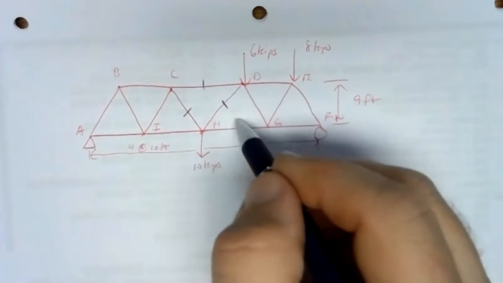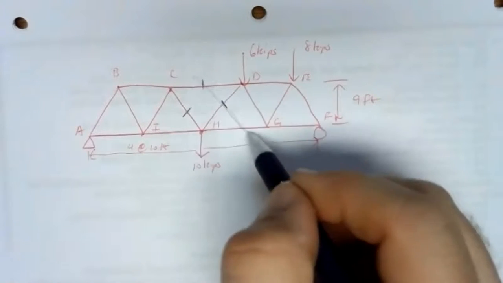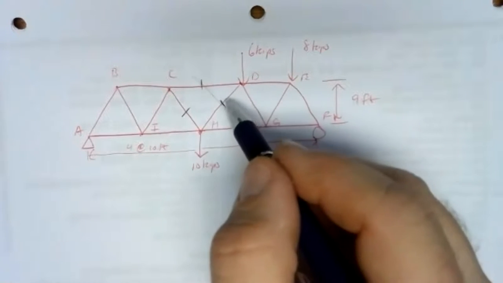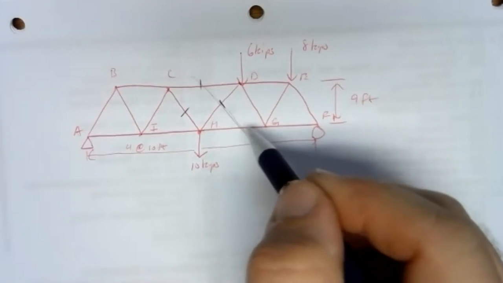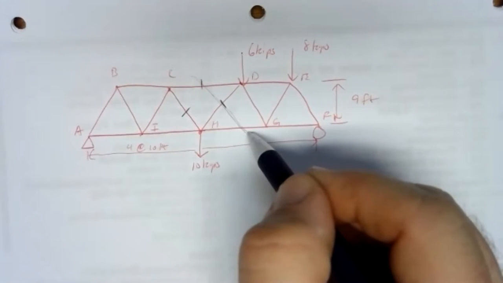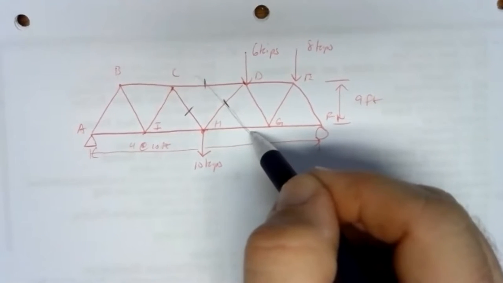We could cut through like this. That would get us CD, DH, and GH would come for free. Even though we don't really want it, we'd end up getting it in part of our solution.